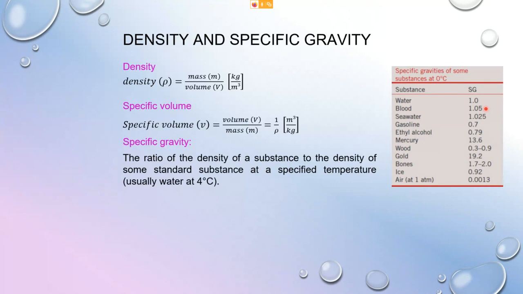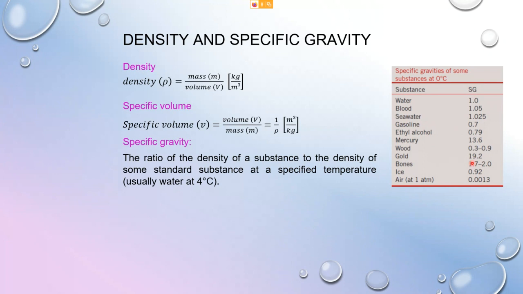The specific gravity of blood is 1.05, so the density would be 1050 kg per meter cube. Seawater is 1.025, so the density of seawater should be 1025 kg per meter cube. Gasoline is 0.7 specific gravity, which has no units. So what will be the density of gasoline? That is 700 kg per meter cube. Anything here you multiply by 1000 to get the density of that substance. For ethyl alcohol it is 790, and mercury is 13,600.